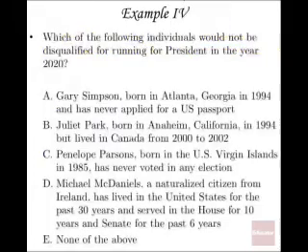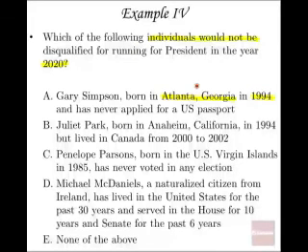Okay, example number 4. Which of the following individuals would not be disqualified from running for president in the year 2020? Actually, the way I structured this question, in 2020 it would be a little bit different, but let's go ahead and answer it as if it were 2020. Gary Simpson, born in Atlanta, Georgia. So there's a natural born requirement. In 1994, do a little math.